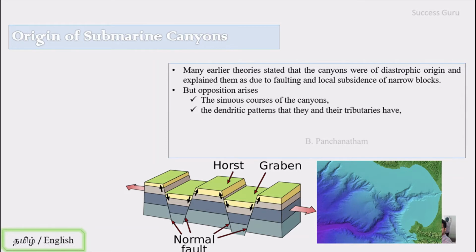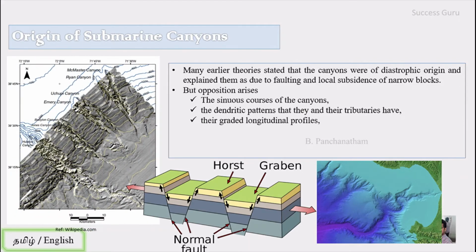Then the dendritic pattern and the tributaries, right? If the submarine canyon is formed due to faulting, then there will be no tributaries, as it is flowing in the valley itself. But when you see a submarine canyon, there are tributaries that resemble a dendritic pattern. So that could not possibly be due to the faulting. So this is the second opposition.